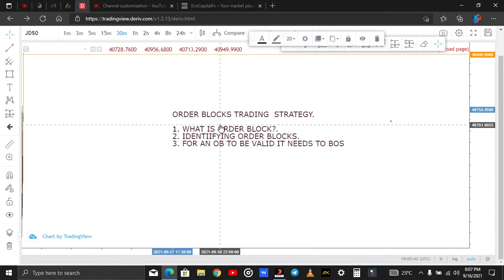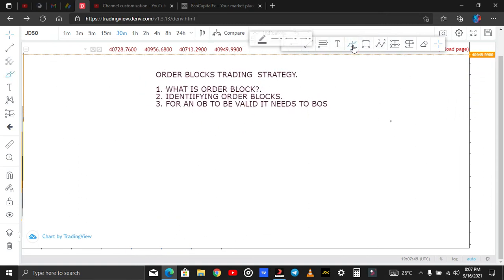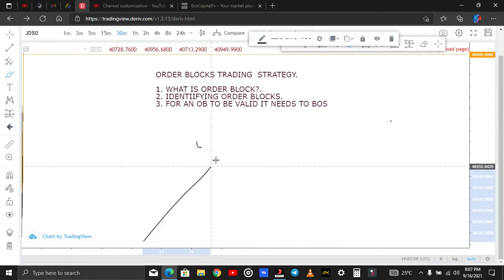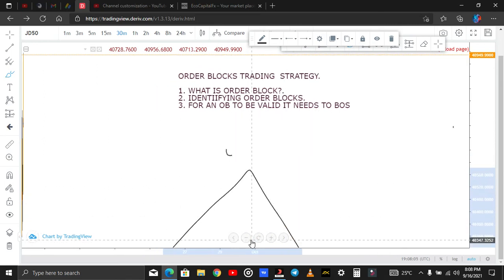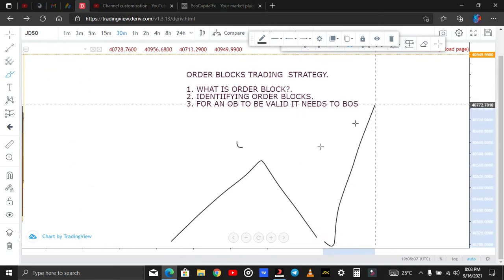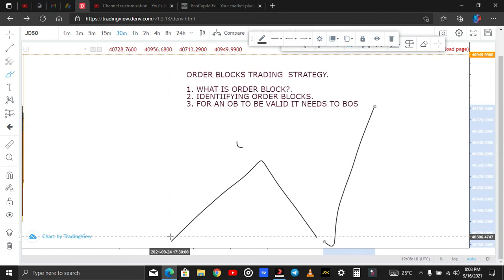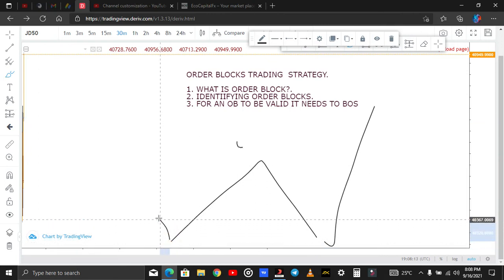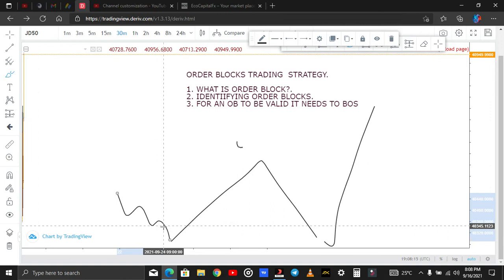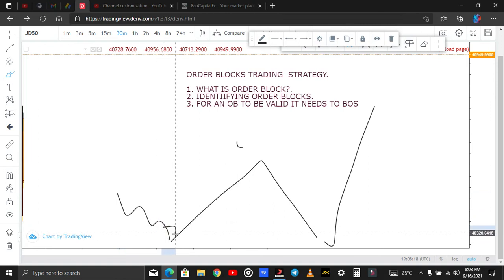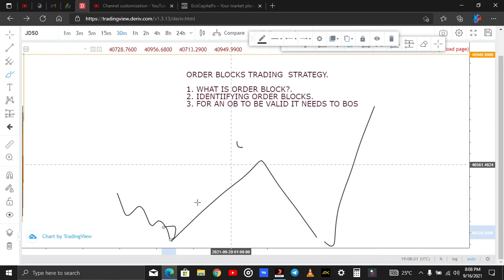Now, how do you identify an order block? An order block is basically the last candle before, let's say price is going upwards and then price comes downwards, then moves upwards again, maybe moves upwards again. As price is moving from here, the last sell candle here before this upward movement is an order block.